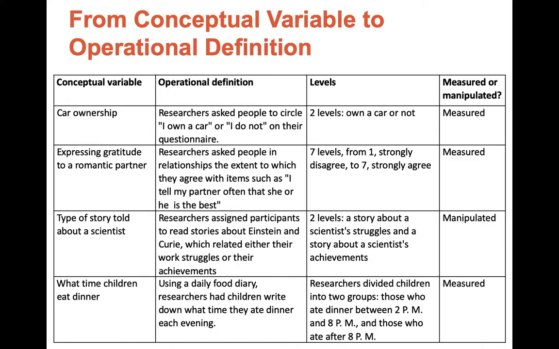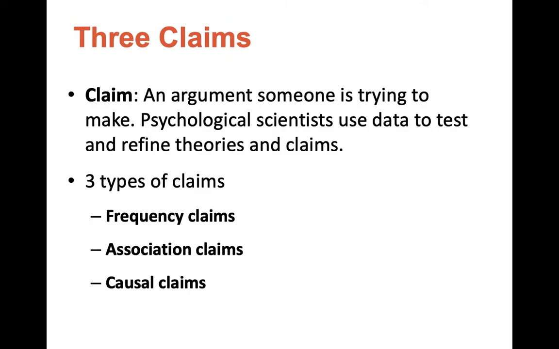This table is presented in the book. This is just to underscore the point of what it means to go from a conceptual variable to an operational definition of that variable. It incorporates the concepts of different levels of a variable, and whether that would be a measured or manipulated variable. I'm not going to read through the table, but I'll point out that it is here in your lecture notes, and it's also something worth studying in the chapter because it will hopefully demonstrate these different concepts of conceptual versus operational, measured versus manipulated.